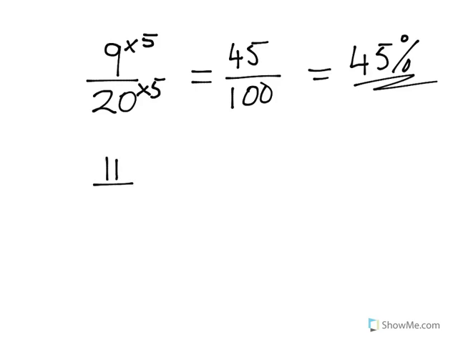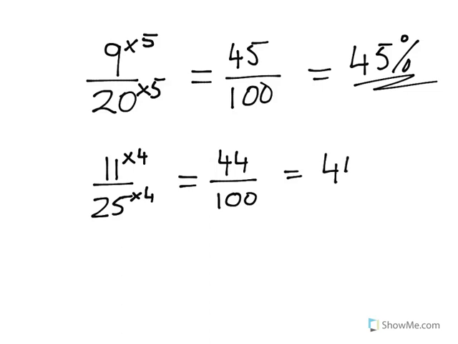Same thing here with 11/25. We notice that it's 25 down at the bottom. It's easy to get 25 to 100 by multiplying it by 4, which gives us the number 100 on the bottom. 11 4s are 44, giving us 44%. You can divide 11 by 25 too, and it would give you the same answer, but it would be trickier. So always look for the easiest, quickest, time-saving technique.